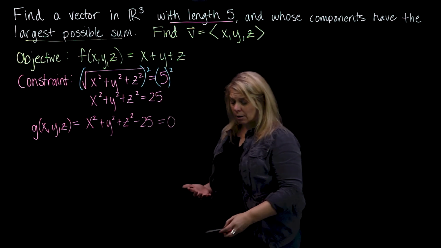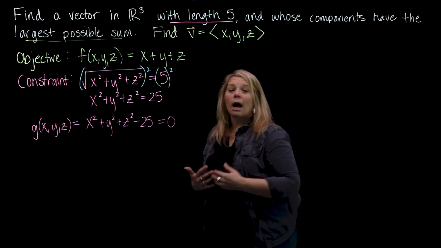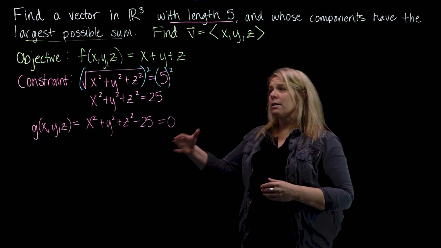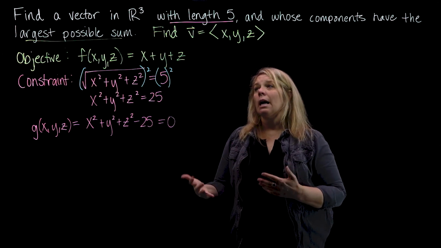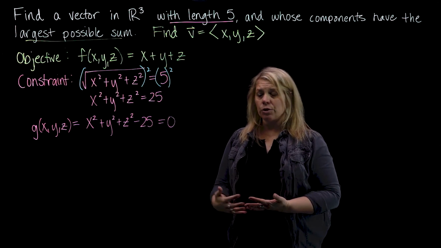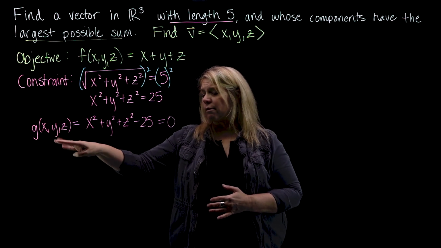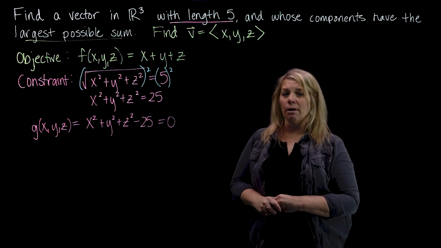Okay, so when you're doing a Lagrange multipliers problem, it's important that you identify whatever it is you want to maximize or minimize. Be clear that that's your objective function. And then what is the restriction or the constraint? And you need that as a function of 3 variables set equal to 0.